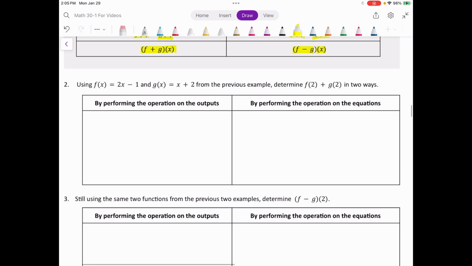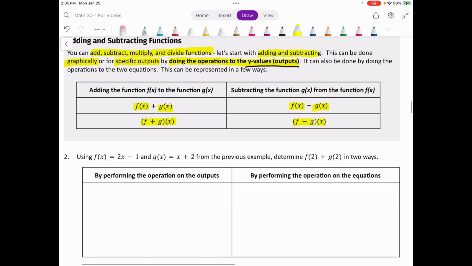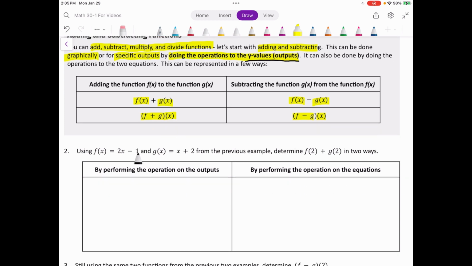All right, so for this example here, we're gonna see it both ways, okay? We'll look at it both ways. So using f of x equals 2x minus 1 and g of x equals x plus 2 from the previous example, it wants us to determine f of 2 plus g of 2 in two different ways. So the first way, we're just going to perform the operation on the outputs. The second way, by performing the operation on the equations, okay?